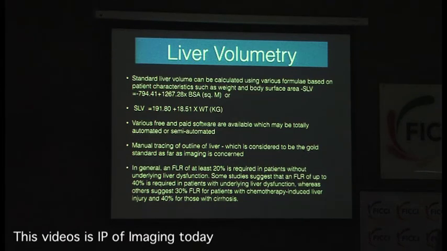There are standard liver volume formulas available. You can do anything you want, but CT volumetry works for us. You can do the same on MR as well. So in general, what you need is at least a 20% functional residual liver volume in a patient who is otherwise normal. In a patient who has underlying liver dysfunction, approximately 40% is required.